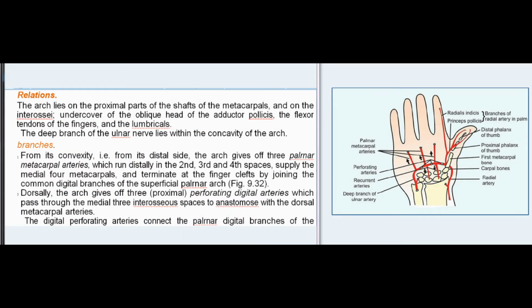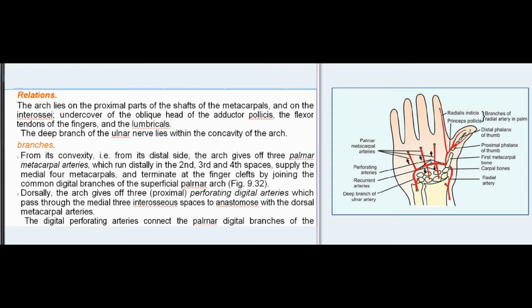Relations: the arch lies on the proximal parts of the shafts of the metacarpals, and on the interossei, under cover of the oblique head of the adductor pollicis, the flexor tendons of the fingers, and the lumbricals. The deep branch of the ulnar nerve lies within the concavity of the arch. Branches: 1. From its convexity, i.e. from its distal side, the arch gives off 3 palmar metacarpal arteries, which run distally in the second, third, and fourth spaces, supply the medial 4 metacarpals, and terminate at the finger clefts by joining the common digital branches of the superficial palmar arch, Fig 9.32.